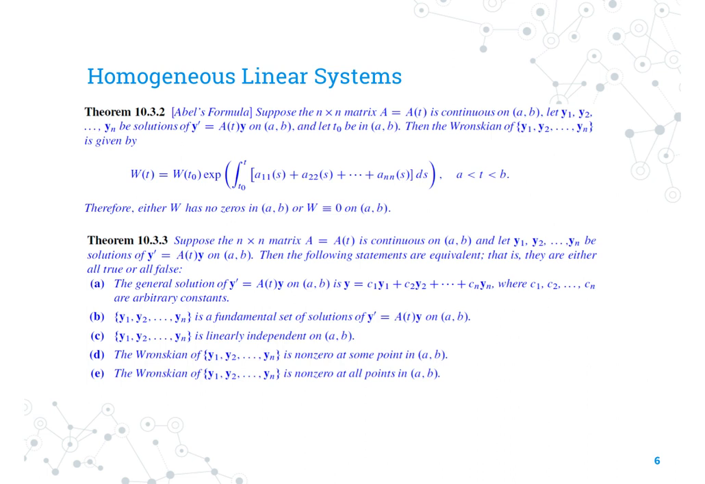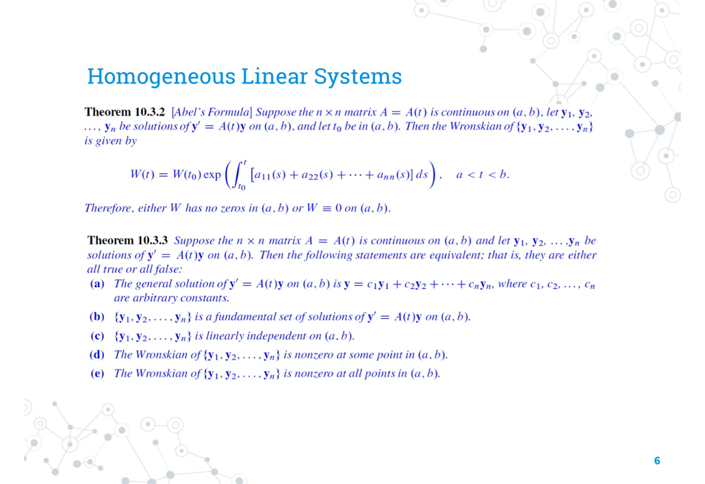Then the Wronskian of the set of solutions y1 through yn is given by W(t) = W(t0) times e to the integral from t0 to t of (a11(s) + a22(s) + all the way out to ann(s)) ds, where t is in the interval (a, b). Therefore, either the Wronskian has no zeros on our interval, or our Wronskian is identically equal to 0 on our given interval. So it's either none or all. No zeros or always 0.